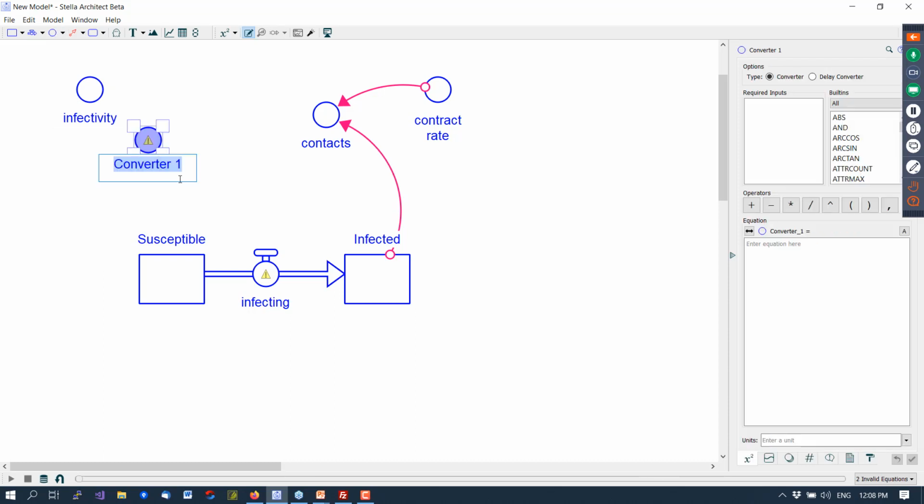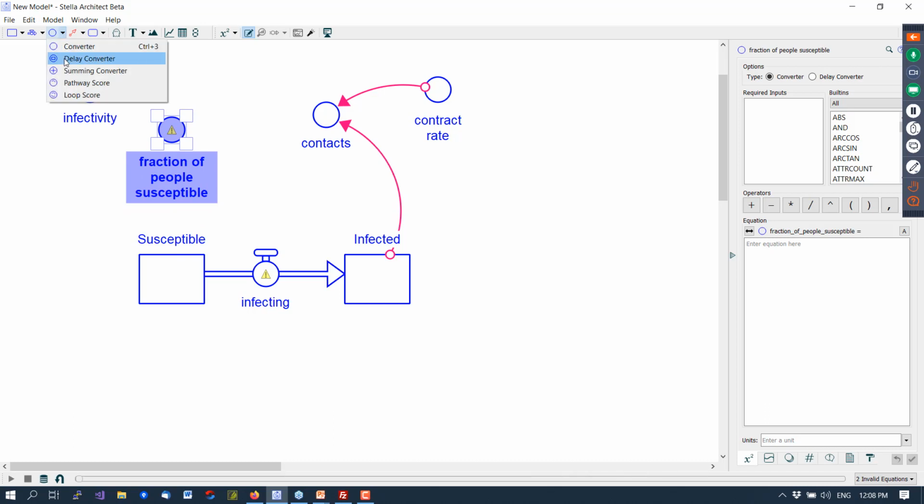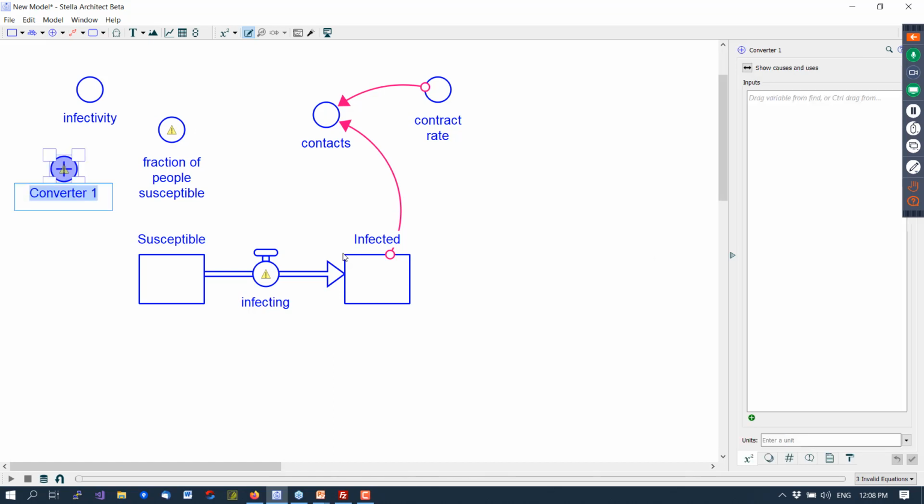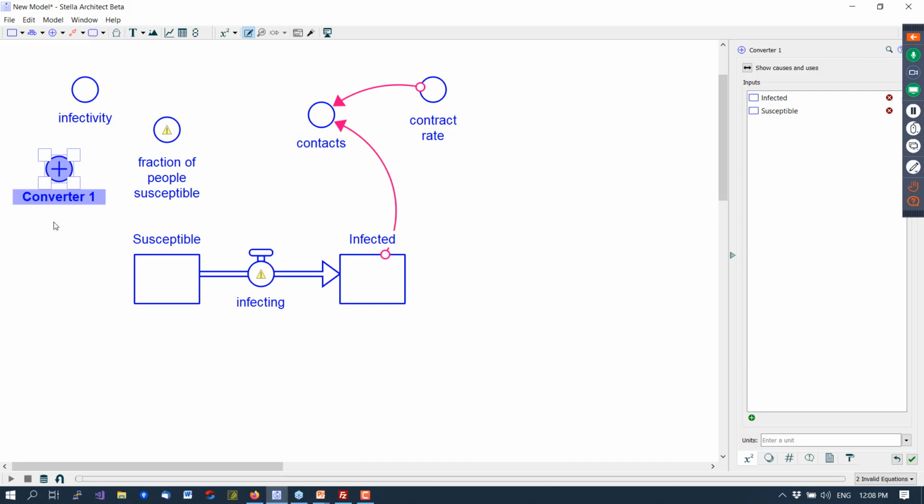recognize that, we need the fraction of people who are susceptible. And there are a couple of different ways of doing it. For this particular setting, I like using a summing converter. The reason for that is that it's going to be total population, which will be the sum of susceptible and infected. So I'll call it total population.